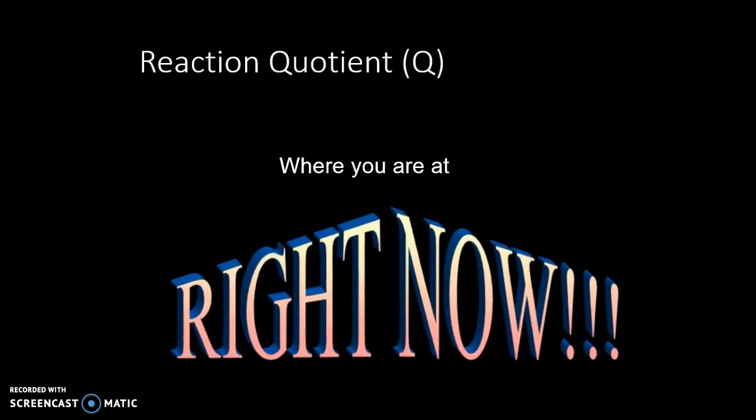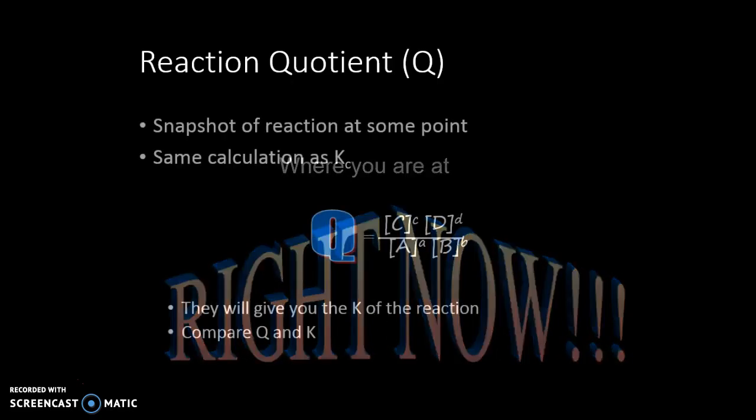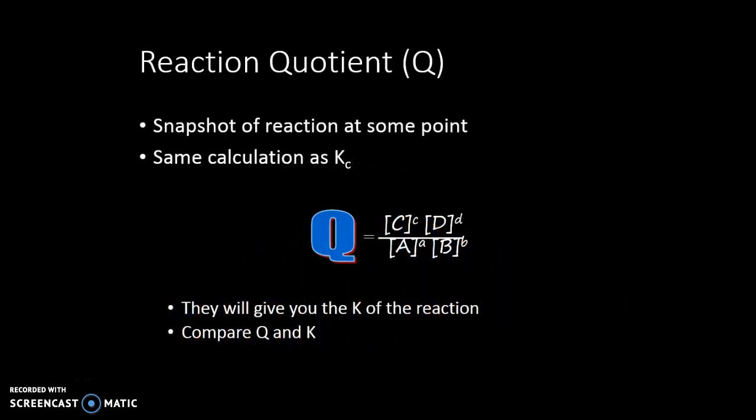All right, so where are you at right now? Q is a snapshot of the reaction at some point in time. So same calculation as Kc. Q is equal to [C]^c [D]^d over [A]^a [B]^b. They will give you the K of the reaction, but then we're going to be comparing Q to K to see where we are in the reaction.